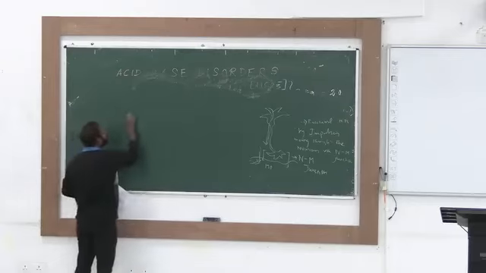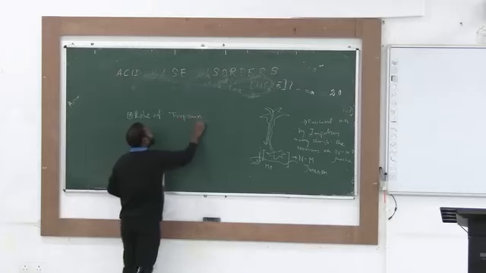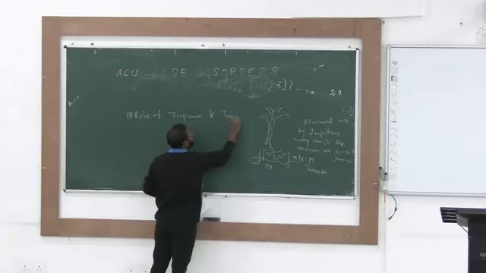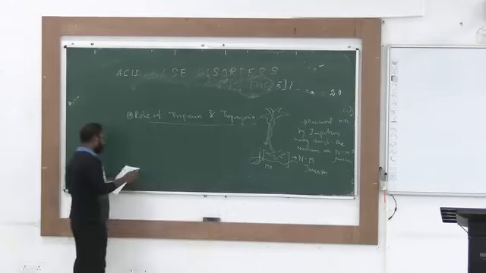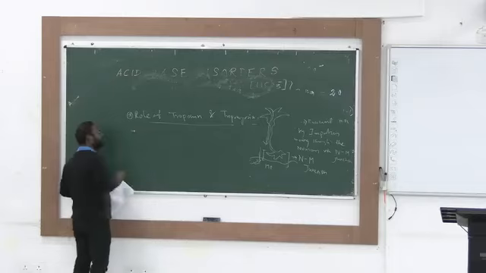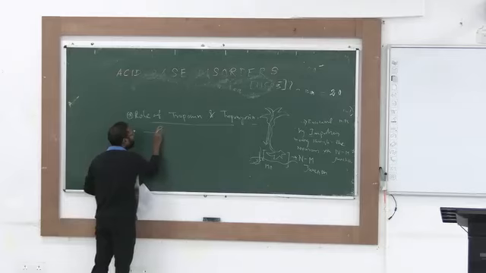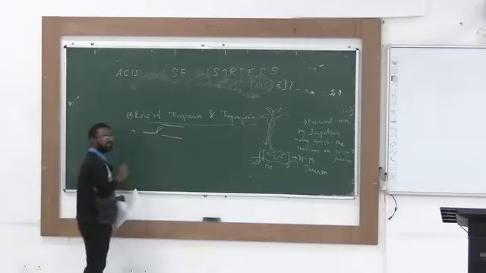Write: role of troponin and tropomyosin. So, as I have already told you, this head of myosin has a tendency to get attached to the actins. So it already has the tendency.